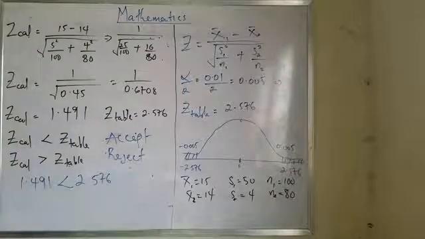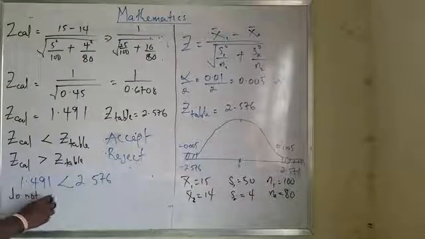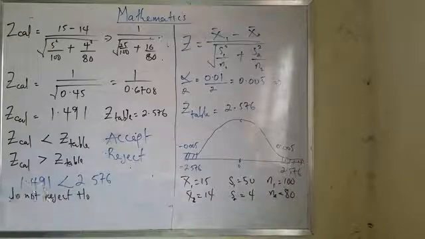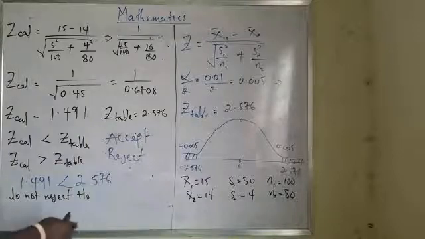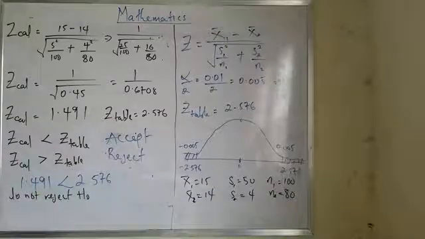If you have that, it means you accept and reject. Now, the conclusion on this is do not reject H naught. It means do not reject H naught. Put another way, accept H naught.